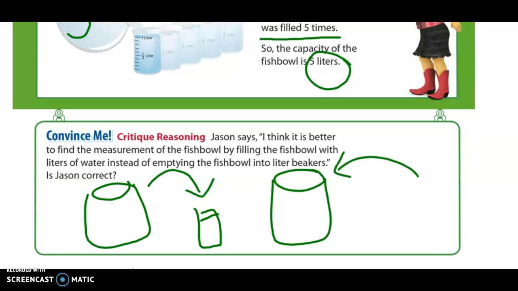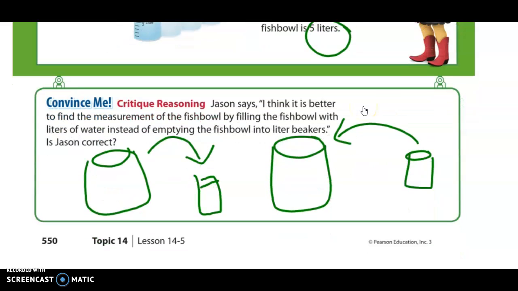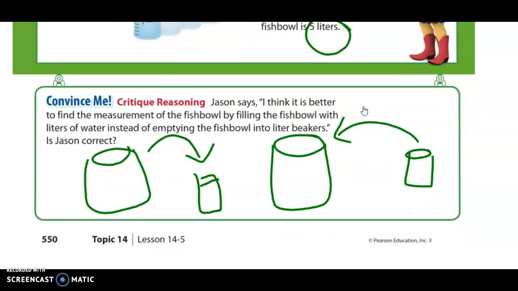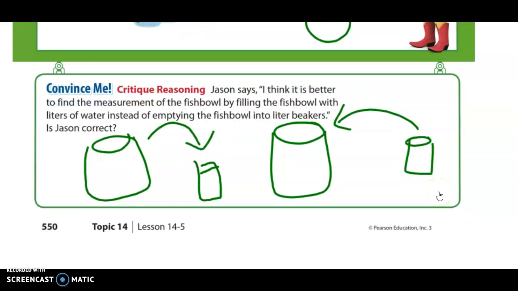So just dump all that old water from the fishbowl out in the sink, and then grab some liters and fill it up to the liter mark, pour it in. Fill it up to the liter mark, pour it in, and see how many times you filled and poured in order to find the capacity. Now you could do it either way. Either way works to find the capacity, because remember, capacity just means we're finding how much goes into a container, how much will fit in it.